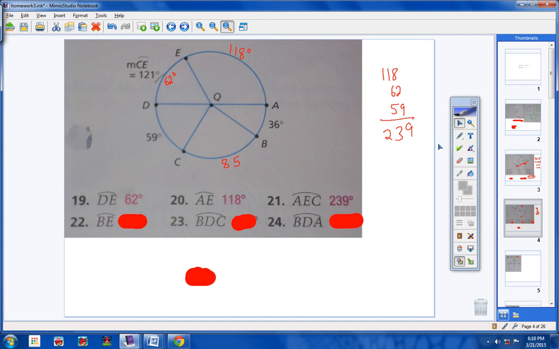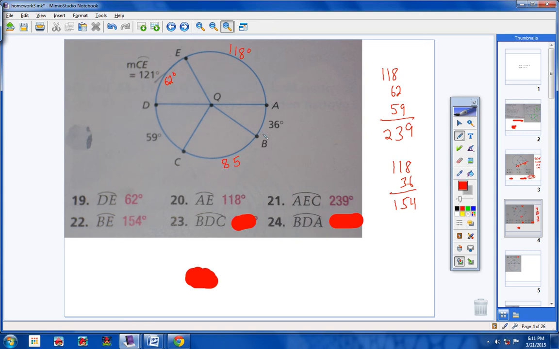Now let's take a look at arc BE. Arc BE. Here's B going to E. Now some students on their quizzes went this way, I remember that. And that would be a major arc. If it's truly a major arc, then it's gotta have 3 letters. If you're gonna go from B to E this direction, then it's gonna be 3 letters, and we don't. We have 2 letters. That means the smaller minor arc. So from B to E is 36 plus 118. So 118, 36, 154 degrees. 154 degrees.